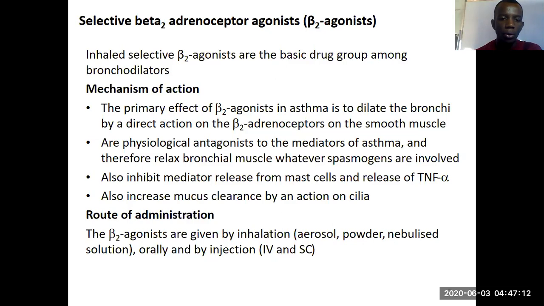Now, the route of administration of these drugs is that the beta-2 agonists are usually given by inhalation, okay? So it could be aerosol, powder, or nebulized solution. But you can also give these drugs via the oral route as well as via injection.